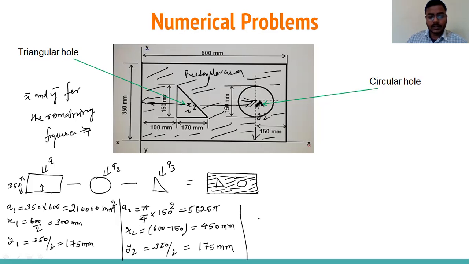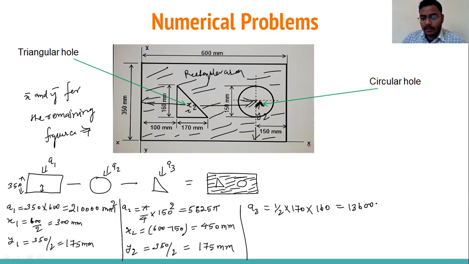Now come to A3. What is that? This is the right angle triangle, so the area would be half into length into width, or height, we can say. So half into the base width 170, and the height is 160. Finally it will come 13600 mm square.